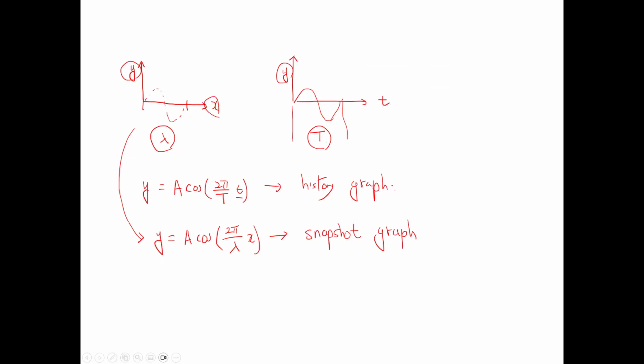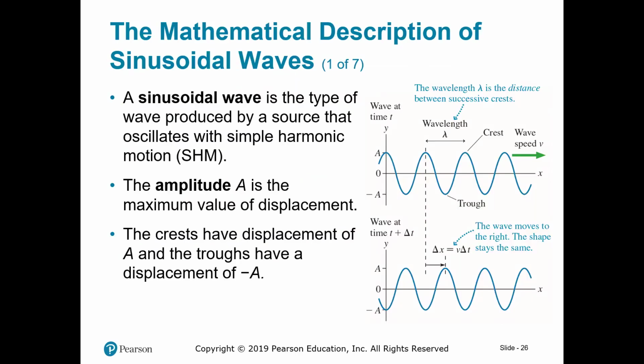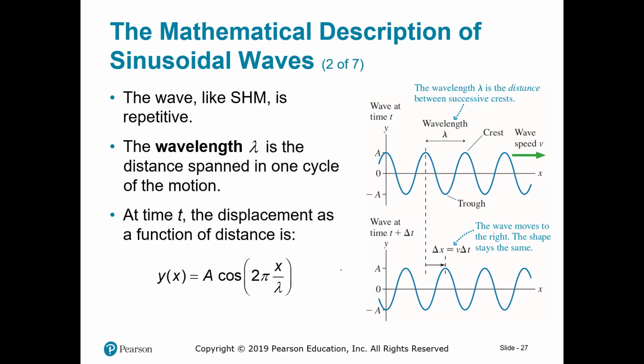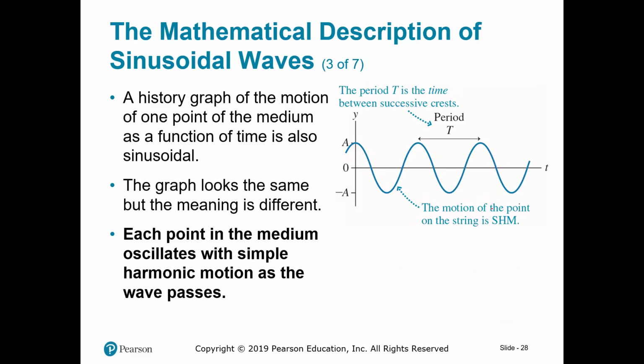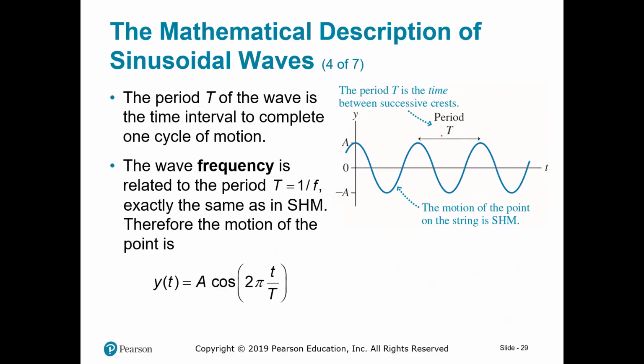Now again, we have another part. Amplitude A is always from here to here. And this is a new function for snapshots, so we have again 2 pi over lambda times x instead of time. Again, this is the picture I just drew, because if it's a y versus t graph with a period T, the function is given by this formula here.